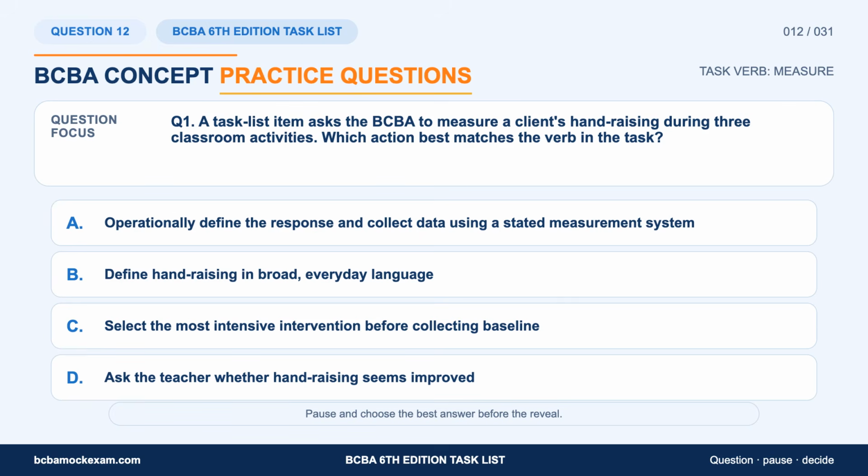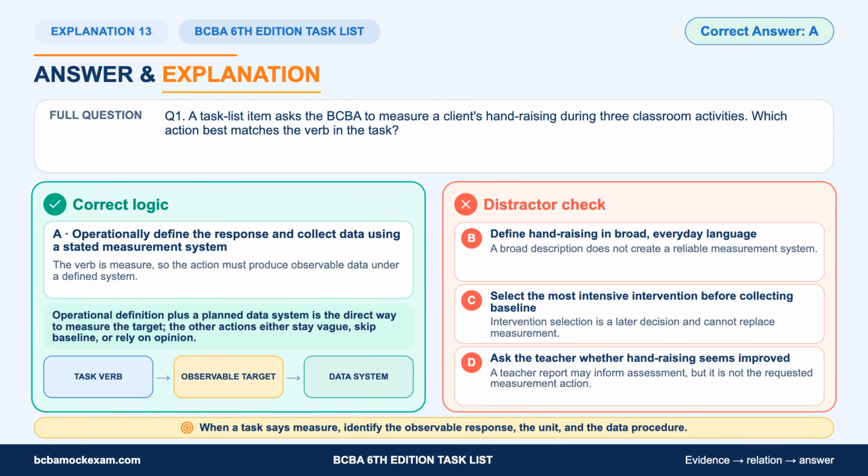Pause and name the decisive relation before you choose. Choose A. Operationally define the response and collect data using a stated measurement system. The verb is measure, so the action must produce observable data under a defined system. Operational definition plus a planned data system is the direct way to measure the target. The other actions either stay vague, skip baseline, or rely on opinion.